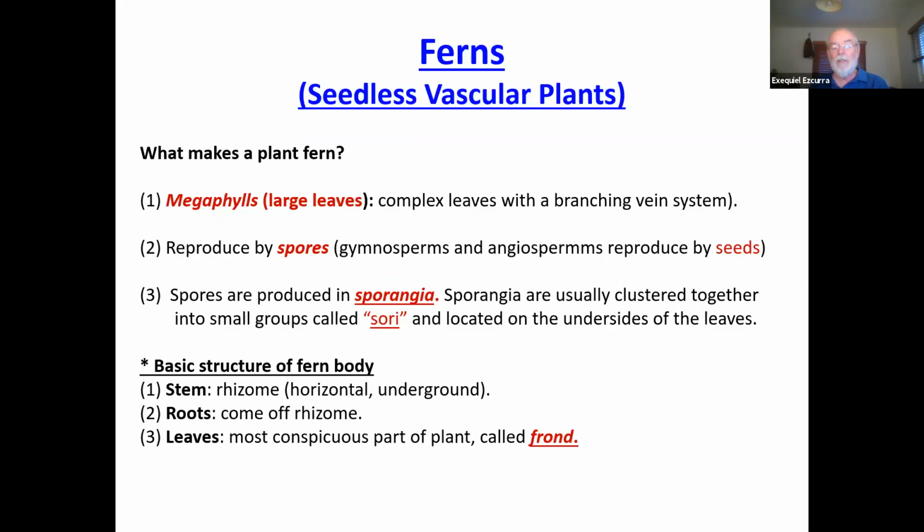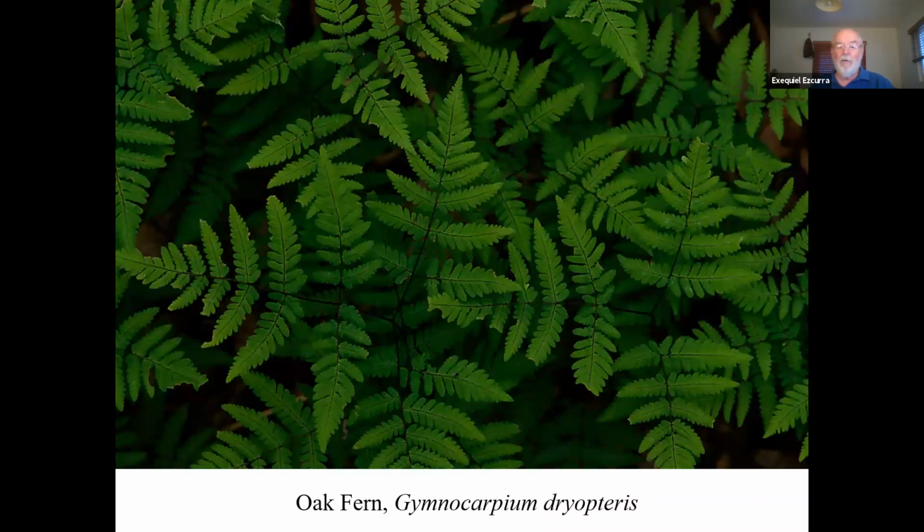And as opposed to the leaves of flowering plants, of angiosperms and gymnosperms, where you can identify the leaf by its insertion in a node and the presence of a node with an axillary bud, here none of this happens, so the leaves have a very particular structure, but basically there are large photosynthetic structures called fronds. You have a photo, let me start with this one, of the oak fern, Gymnocarpium dryopteris.